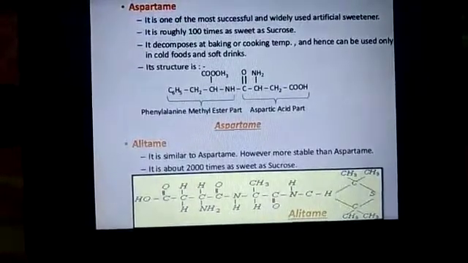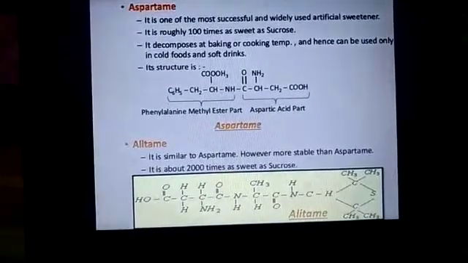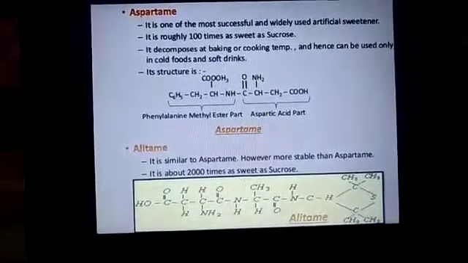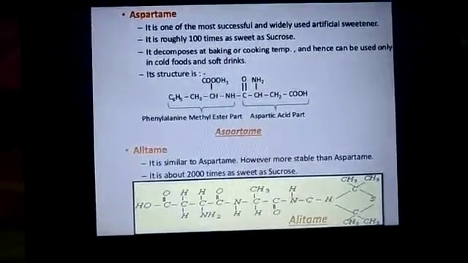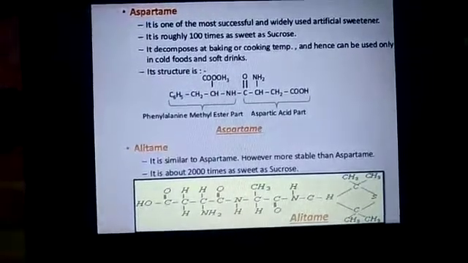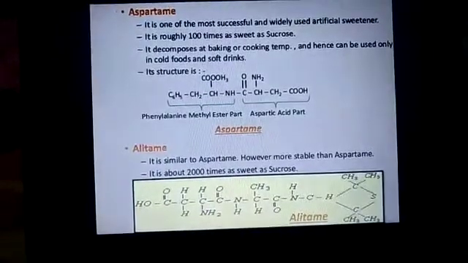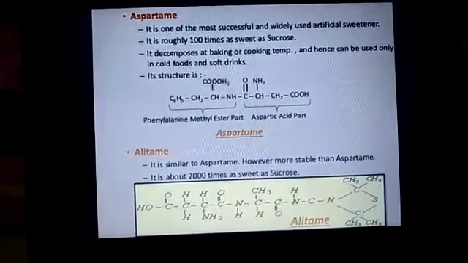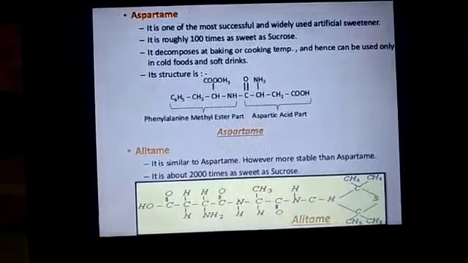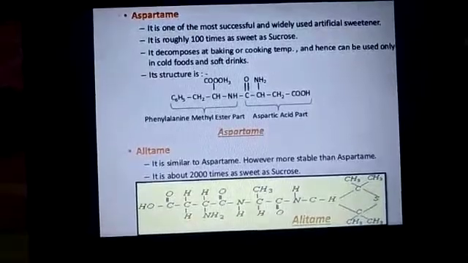Aspartame. It is one of the most successful and widely used artificial sweeteners. It is 100 times sweeter than sucrose. It decomposes at cooking temperature and hence can be used only in cold foodstuffs such as soft drinks and ice cream. It is a combination of phenylalanine and aspartic acid. Alitame is also similar to aspartame, however more stable than aspartame. It is about 2000 times sweeter than sucrose.